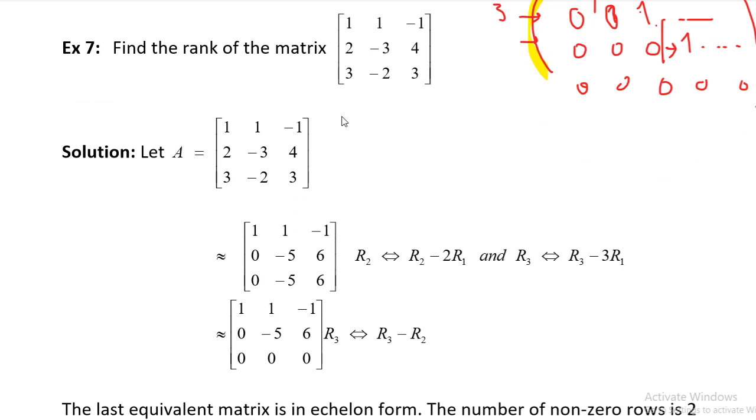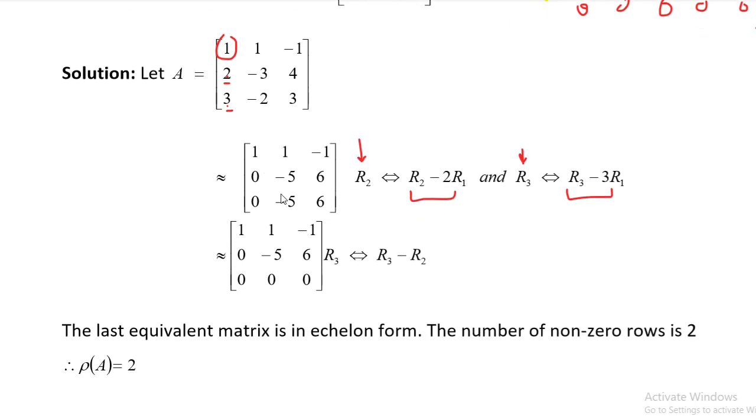So let's reduce this to an echelon form. We have 1 here, so below it should be 0. As I said, the next row should have its first entry further to the right, so this has to be 0 and this has to be 0 as well. So both should be converted to 0. How can we make it? R2 minus 2R1, R3 minus 3R1. If I multiply this by 2 and subtract, I will get 0 here. If I multiply this by 3 and subtract from here, I will get 0 here. So R2 minus 2R1, R3 minus 3R1 will change R2 and R3, and they will give you 0 and 0 here.